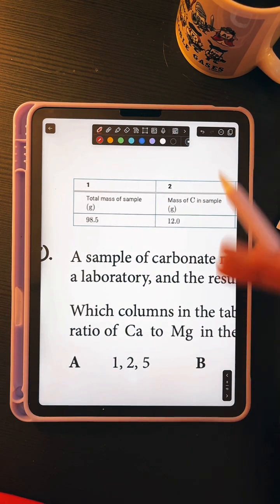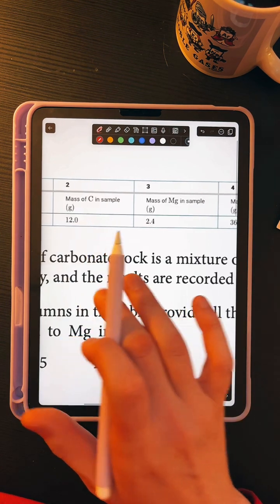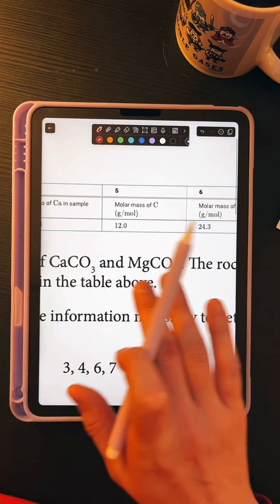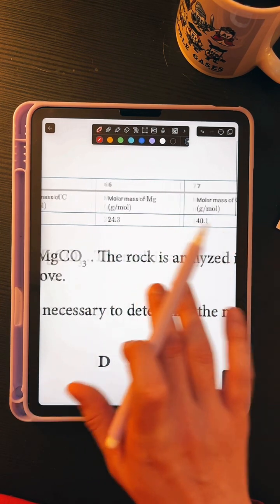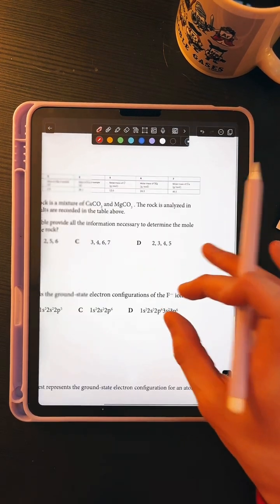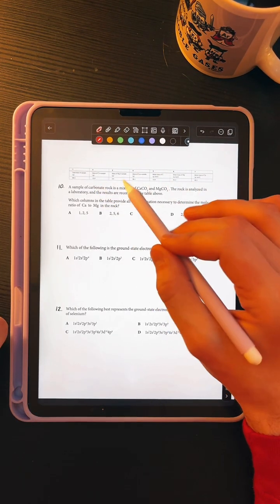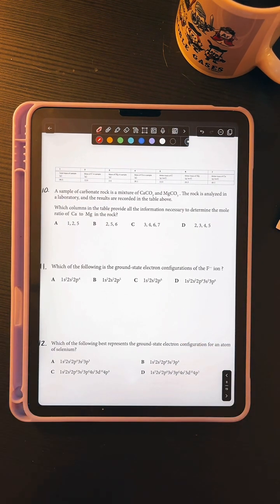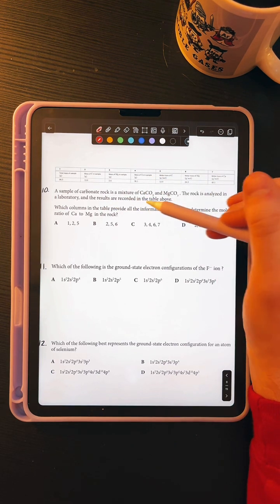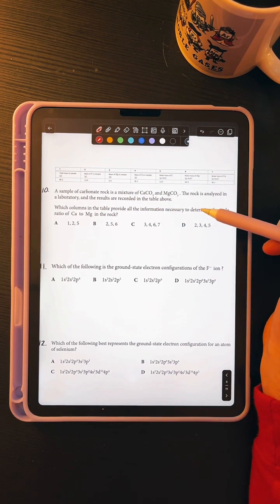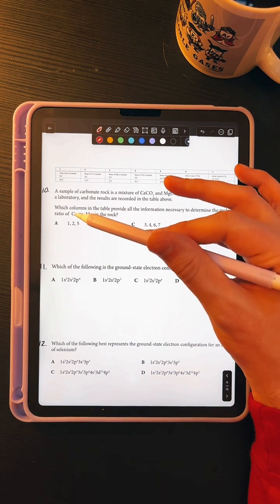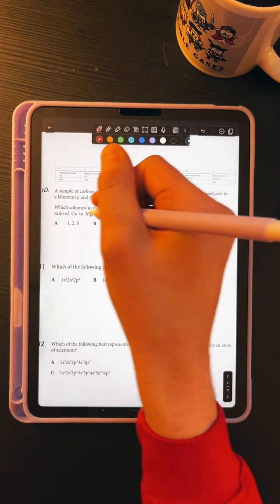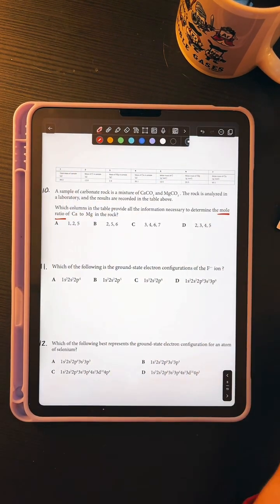We have the total mass of the sample, then we have mass of carbon, mass of magnesium, mass of calcium, molar mass of carbon, molar mass of magnesium, and molar mass of calcium. So we have the overall mass, the mass of each element, and then we have the molar mass of each. That's what that table shows us. Which columns in the table provide all the information necessary to determine the mole ratio of calcium to magnesium in the rock? So what do we need to solve for a mole ratio?